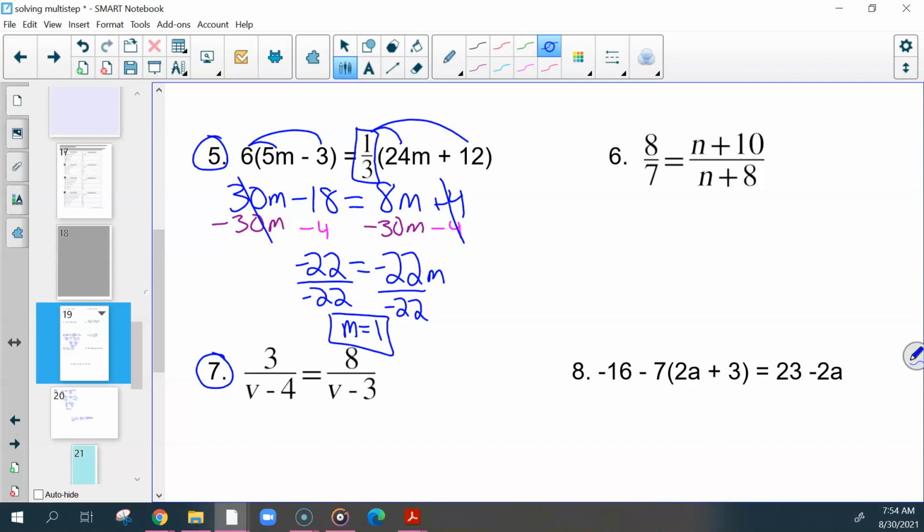Any questions on how I solved that? Does anyone want to see that second way when you get rid of the fraction first?